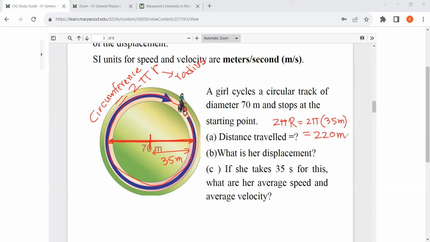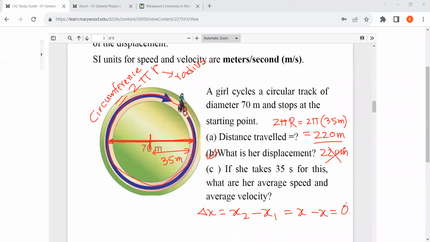Okay, very good. Now this is tricky. What is her displacement? Many students make mistakes. They put this 220 meter, but that is incorrect. Remember the displacement, delta x, is final position minus initial position, and here the initial and final positions are both the same, so the displacement here is equal to 0. So remember that when the starting and final positions are the same, the displacement is equal to 0.